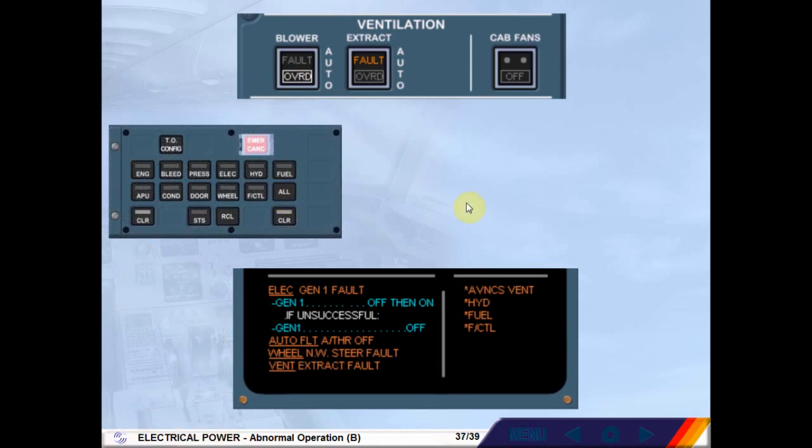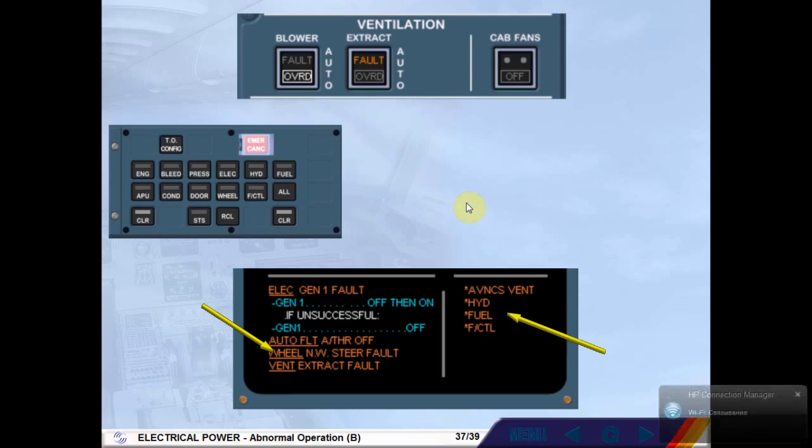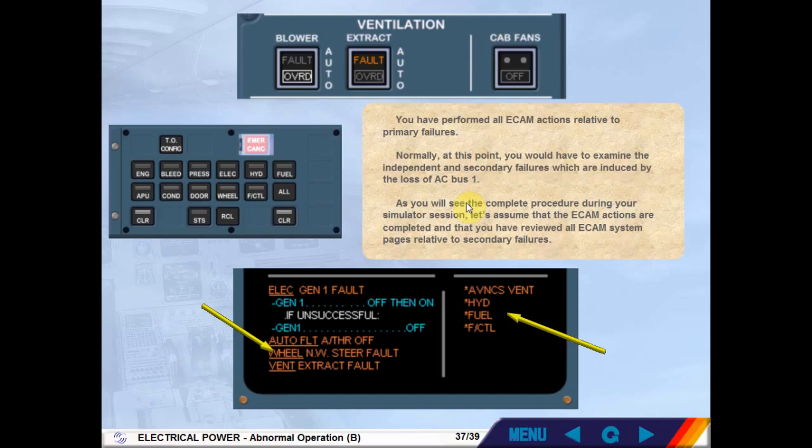You have performed all ECAM actions relative to primary failures. Normally, at this point, you would have to examine the independent and secondary failures which are induced by the loss of AC bus 1. As you will see the complete procedure during your simulator session, let's assume that the ECAM actions are completed and that you have reviewed all ECAM system pages relative to secondary failures.